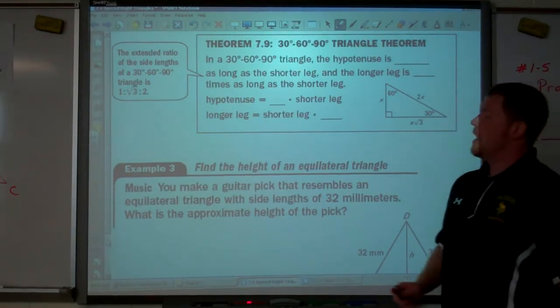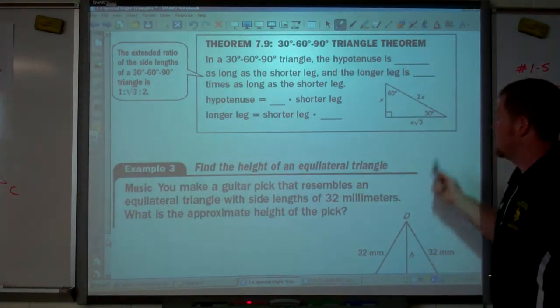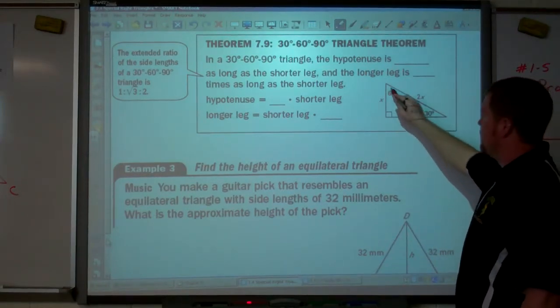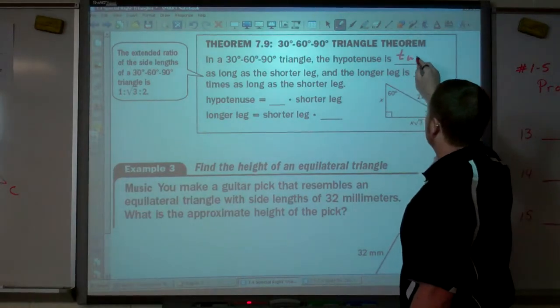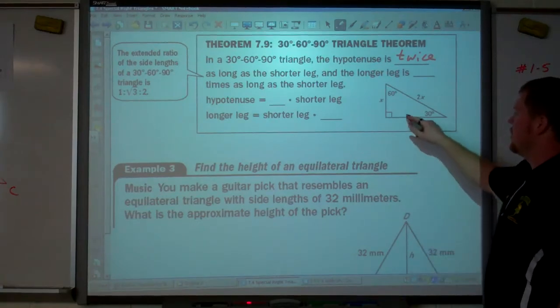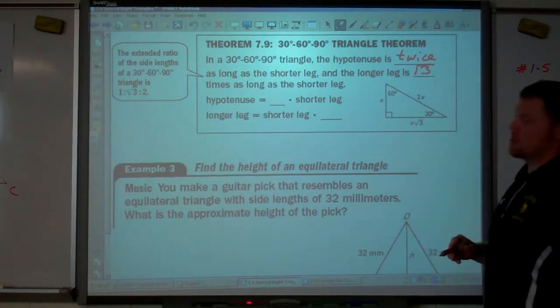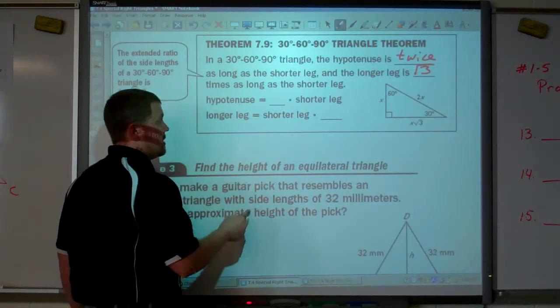Alright, now the other special right triangle is a 30, 60, 90 triangle. Again, that's referring to our angle measures. The hypotenuse here, across from the right angle, is twice as long as the shorter leg. And the longer leg is the square root of 3 times as long as the shorter leg. So we have these two equations for 30, 60, 90.